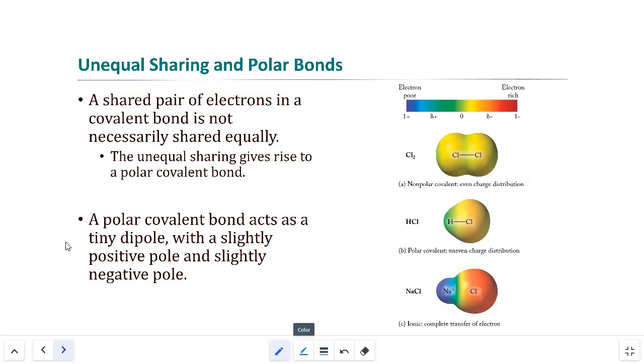And so what we have here are three different scenarios. The first scenario is even sharing. Where do we see even sharing? Usually between two atoms of the same kind. If a chlorine atom bonds to another chlorine atom, those two chlorine atoms are going to share those electrons evenly. It's not really going to be a competition, because each one of those chlorines has an equal amount of attraction to the electrons as the other one does.